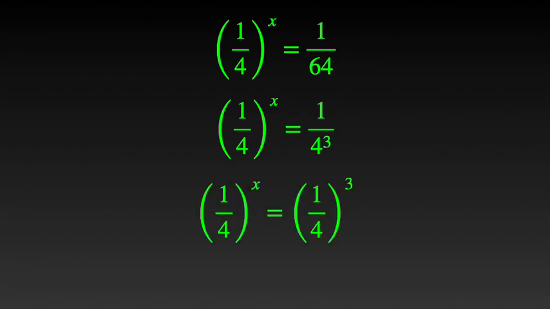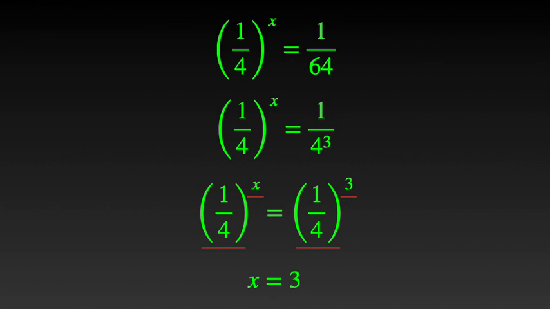Now the 3 in the exponent, we can write it here because 1 to the third power is still 1, and 4 to the third power is 64. Nothing changed. But now the bases are the same. 1 over 4, 1 over 4. Therefore, the exponents are equal, and x equals 3. 3 is our solution.